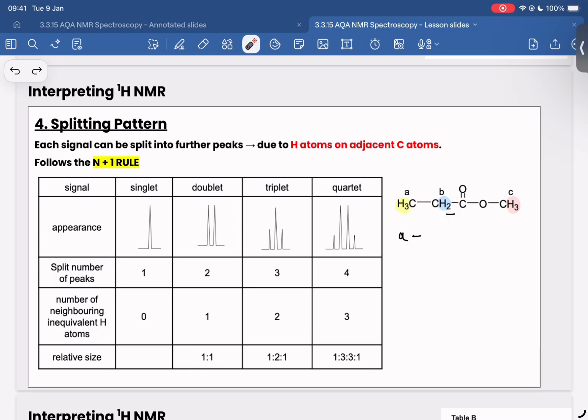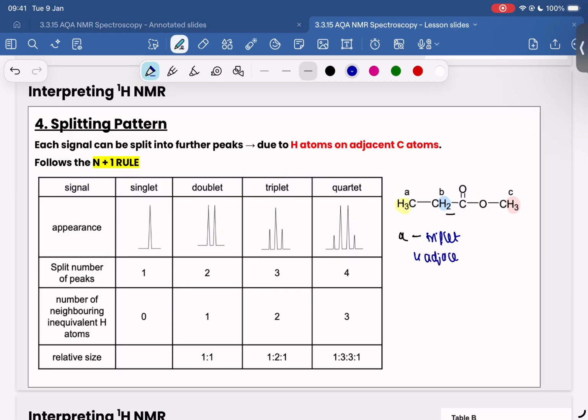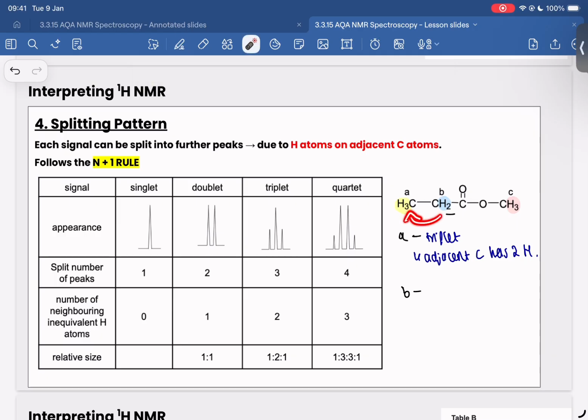So what do we see? If it's attached to 2, 2 plus 1 is 3, so it's going to be a triplet peak, right? Because the adjacent carbon has 2 hydrogen atoms. Now looking at B. The adjacent carbon here is attached to 3 hydrogens. If it has 3 hydrogens, 3 plus 1 is 4, it's going to be a quartet peak.